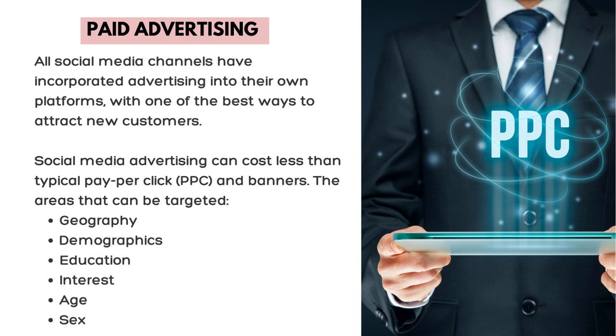It's really useful. What you probably don't know is social media advertising can actually cost less than typical pay-per-click PPC and banners. You'll see them on the sides of websites, on Google search and things like that. You'll see them everywhere. So social media can actually cost less than that because they can be quite pricey. What advertising can do is target geography, demographics, education, interest, age, and sex. So it narrows down all of those aspects so that you can target your ideal audience a lot better.